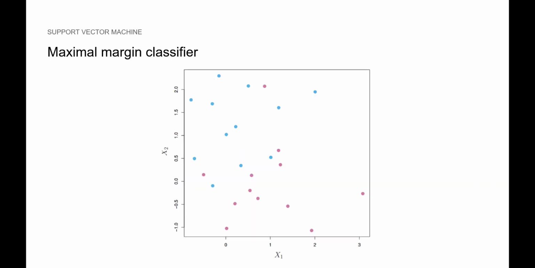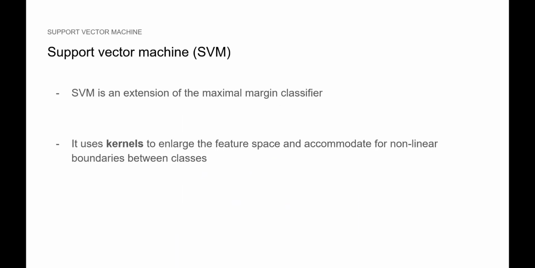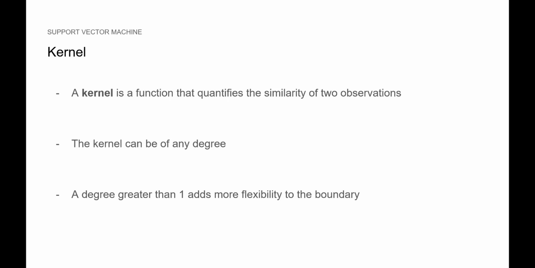But what if there is no clear separation between the classes, as shown here? That's when SVM is required. As I mentioned, SVM is simply an extension of the maximal margin classifier. This time it uses kernels to enlarge the feature space to accommodate for non-linear boundaries between classes. A kernel is simply a function that quantifies the similarity of two observations. The kernel can be a function of any degree, but of course, if the degree is greater than 1, then we add more flexibility to the boundary.